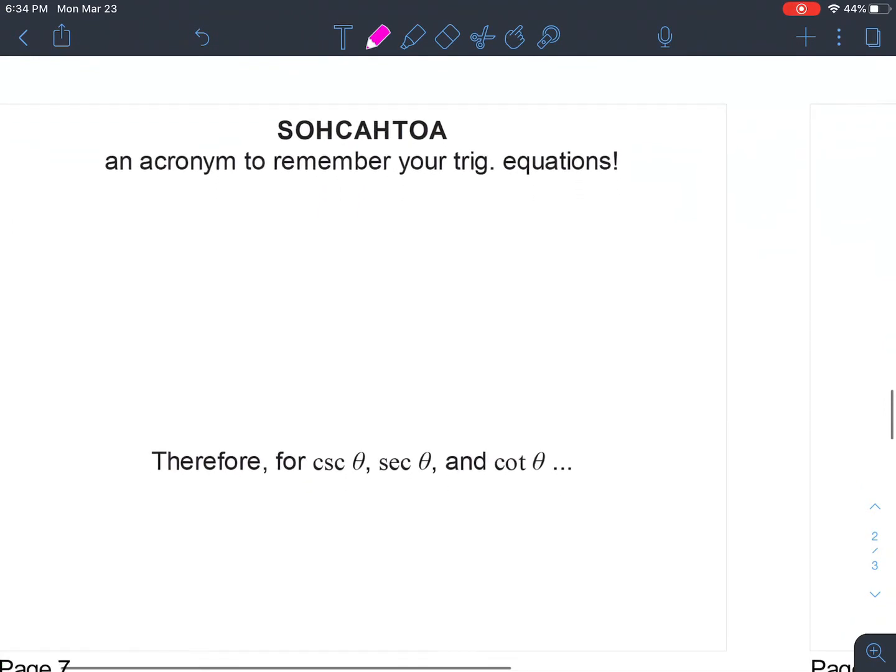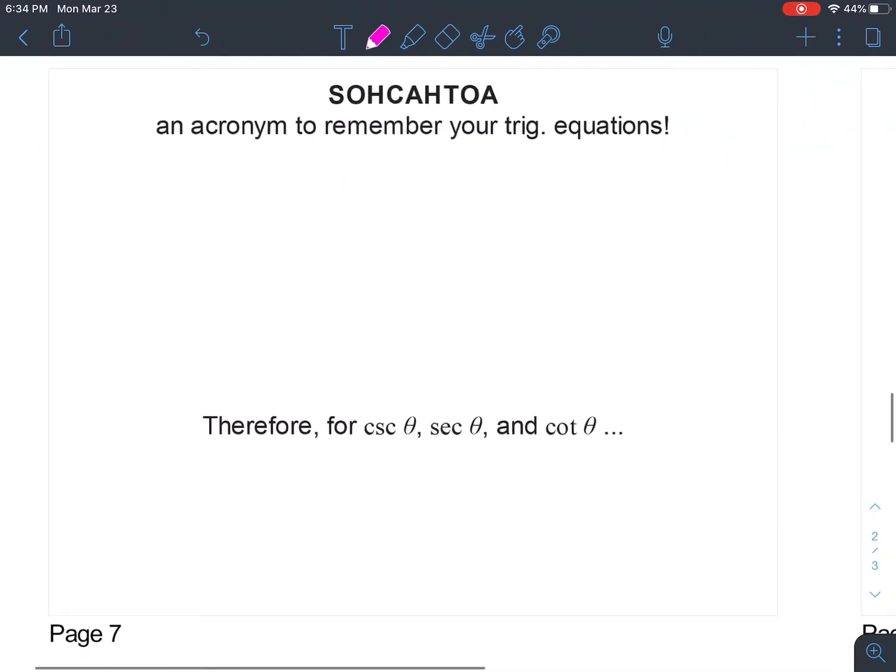Okay, now we will get to SOHCAHTOA. SOHCAHTOA is probably the most important thing you will ever learn for trig. So the most important. It's an acronym that is going to help you remember your trig equations. So back from earlier, we were talking about the opposite side, the adjacent, and the hypotenuse for a triangle. SOHCAHTOA is now going to tell us how those relate to the trig ratios.